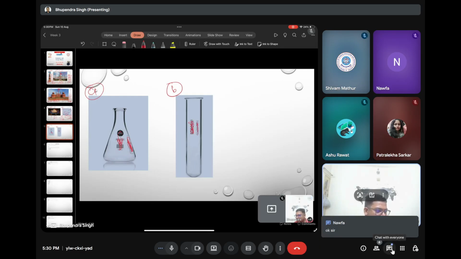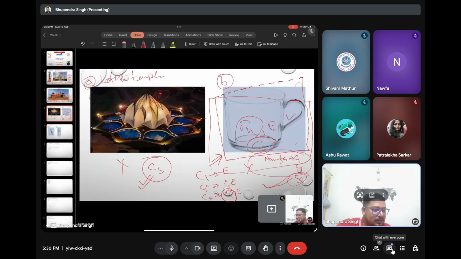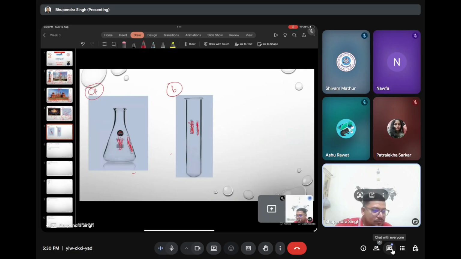Okay, sir. Tell me now, what is the point group of this and this? Patlika has given the answer for this one, Cs, correctly. Now Ashu, you gave an answer for one of them, and Nafa, you also. You should give one correct answer. What is the point group? Tell me.